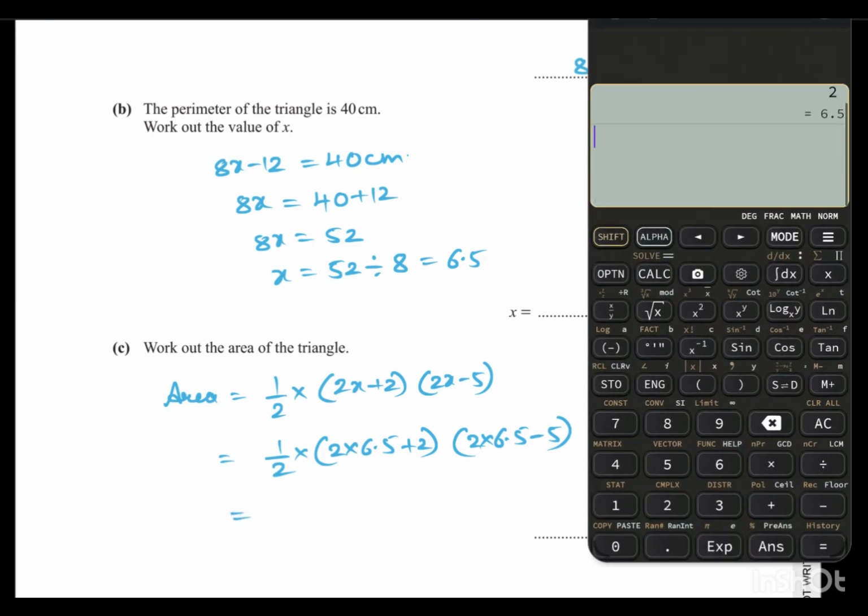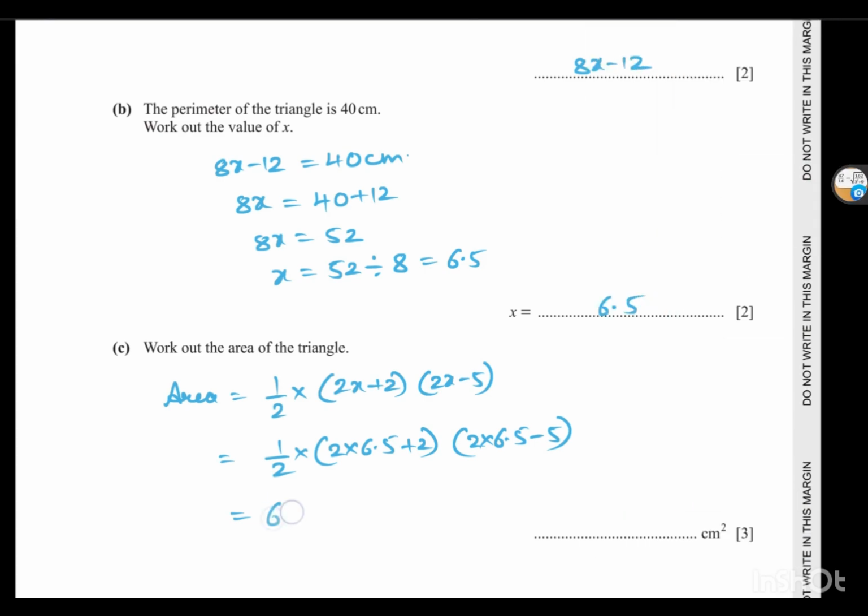You can directly put this in the calculator. Half into, open the bracket, 2 into 6.5 plus 2, close the bracket, then open the bracket, 2 into 6.5 minus 5, close the bracket, and you get 60. So this is the answer, 60 centimeter square.